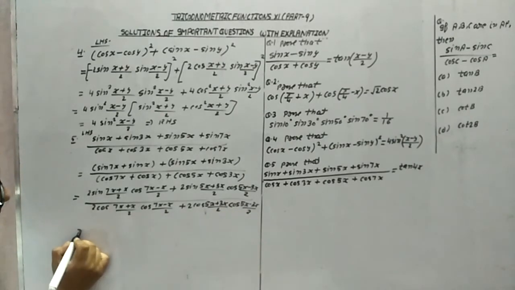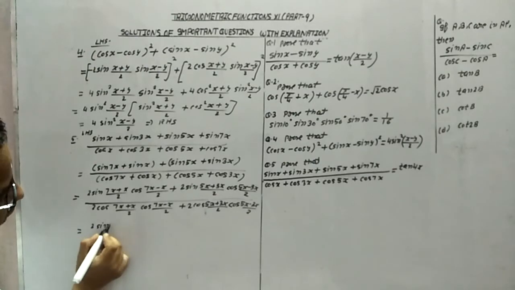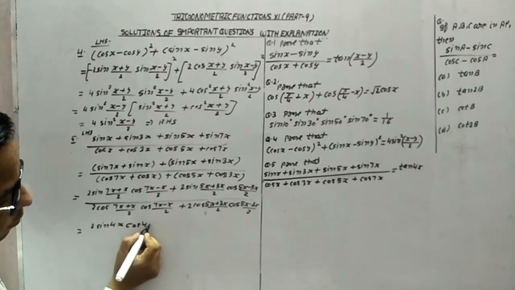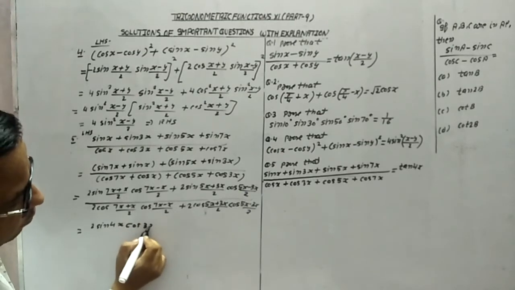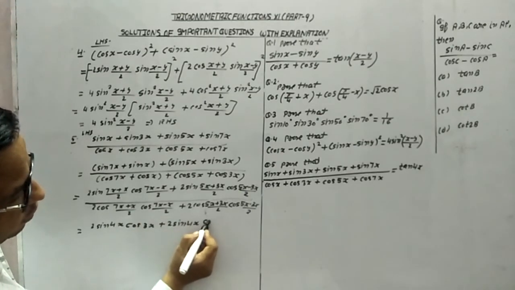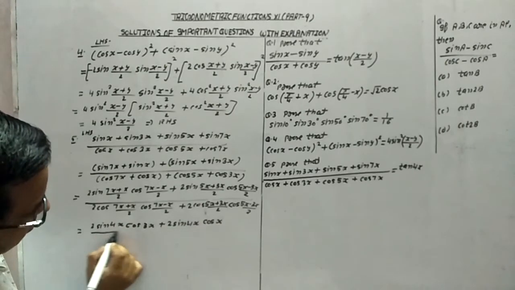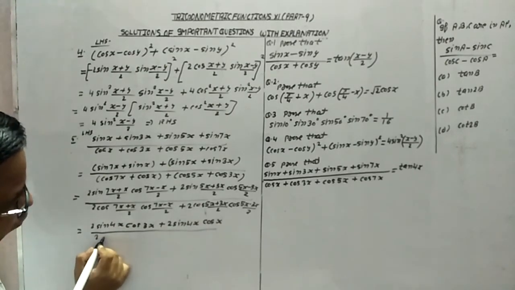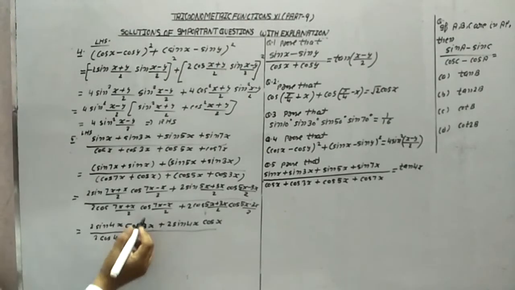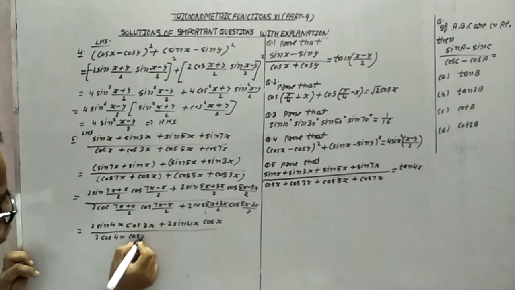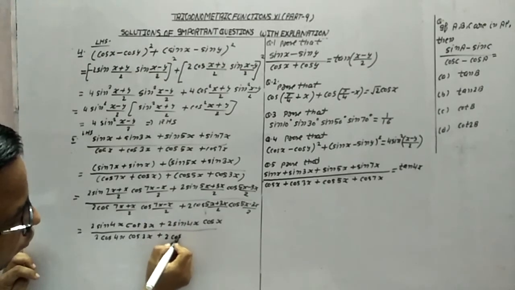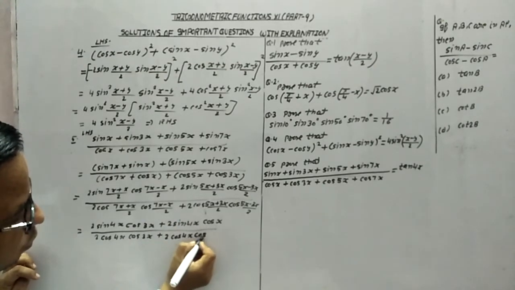Now after solving, what will we get? 2 sin 4x cos 3x plus 2 sin 4x cos x, upon 2 cos 4x cos 3x plus 2 cos 4x cos x.